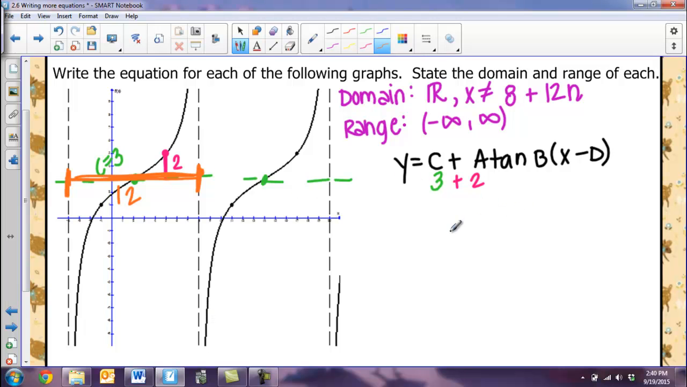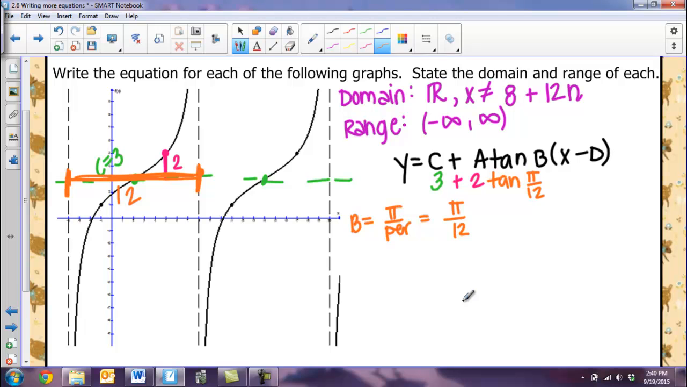Okay, so when I'm finding my b value, you have to take pi divided by the period, or if you're in degrees, 180 divided by the period. So right here, I would have pi divided by my period, which was 12. So I know that my b value is going to be pi over 12.